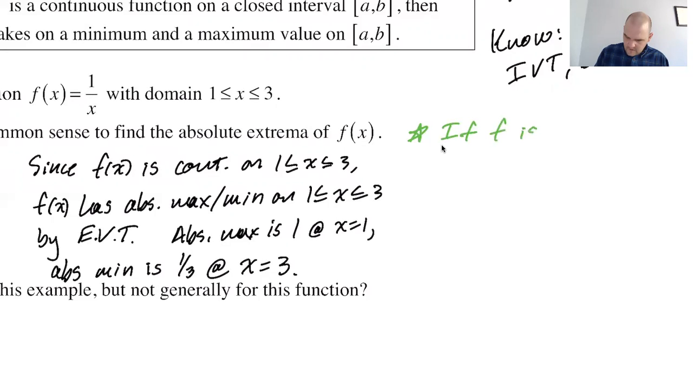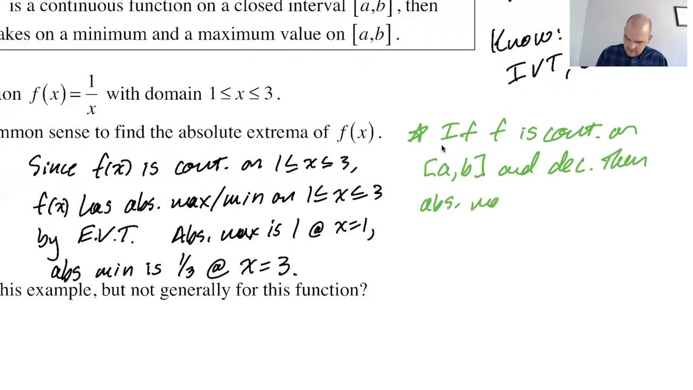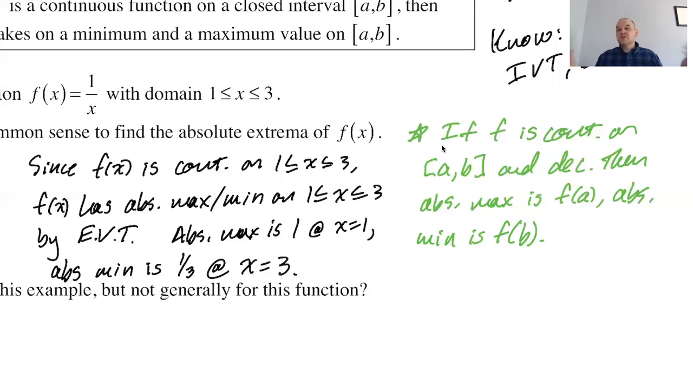If f is continuous on AB and decreasing, so continuous and decreasing, then the absolute max is f of a, absolute min is f of b. Like, it has to be true, right? So we know it has to happen somewhere because it's continuous. Since the function is decreasing, it has to kind of do this. So you can tell that the maximum will be there, the minimum will be there.